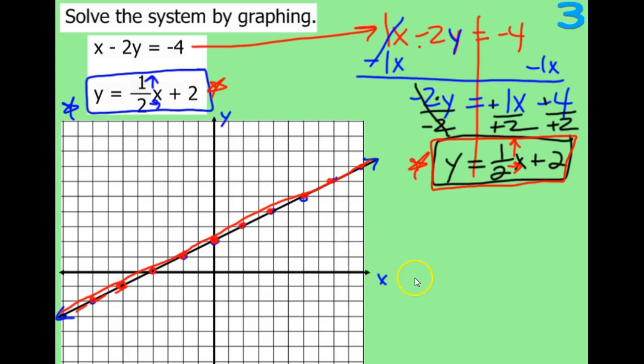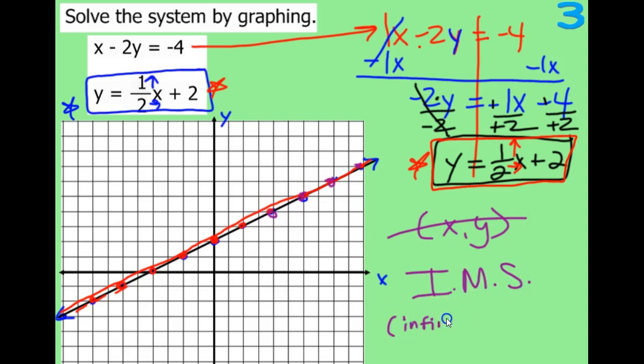But you also need to state your answer. Our answer normally is where they cross, x, y. However, these cross at many points, so we're not going to list them all. Our answer is infinitely many solutions. Meaning that it's going to cross at a lot of points.